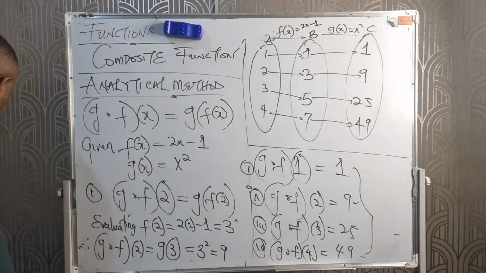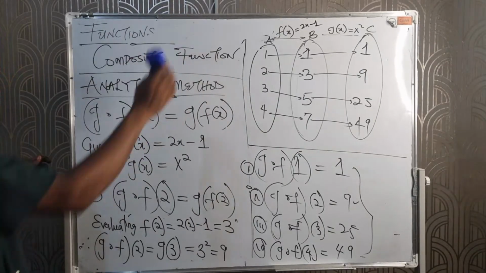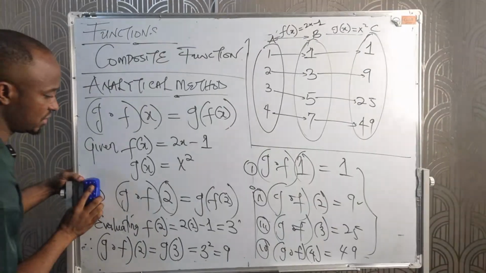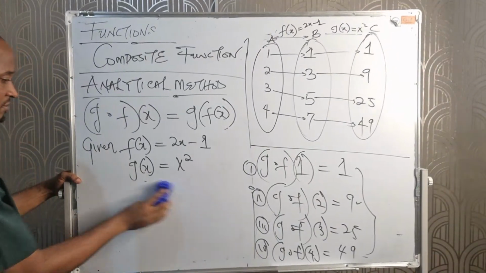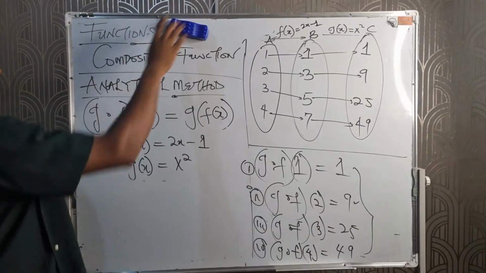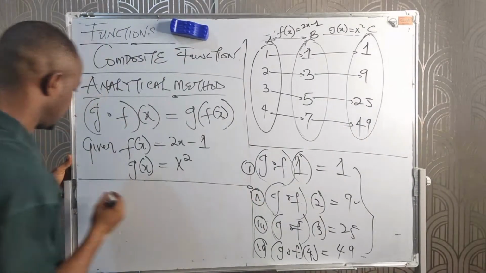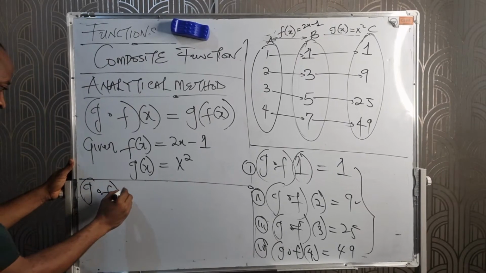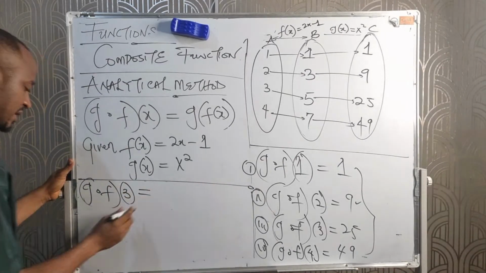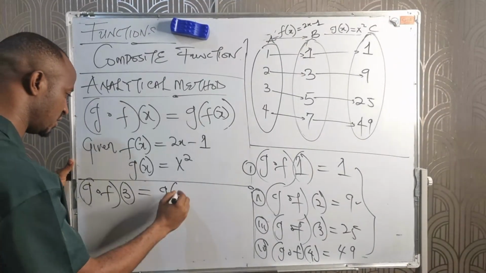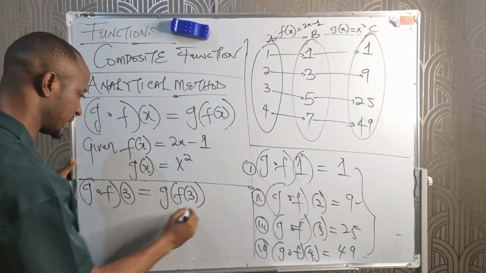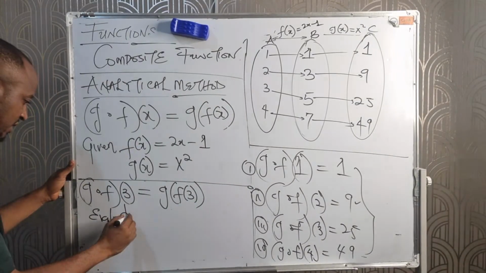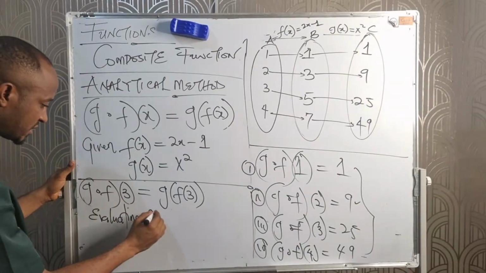Let's solve for g of f of 3. For g of f of 3, this can be expressed as what? g of f of 3. Am I communicating? So the first step is to evaluate, right? Evaluating f of what? 3.